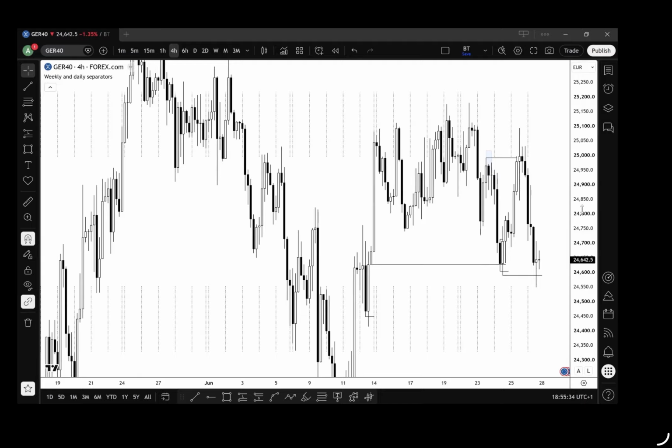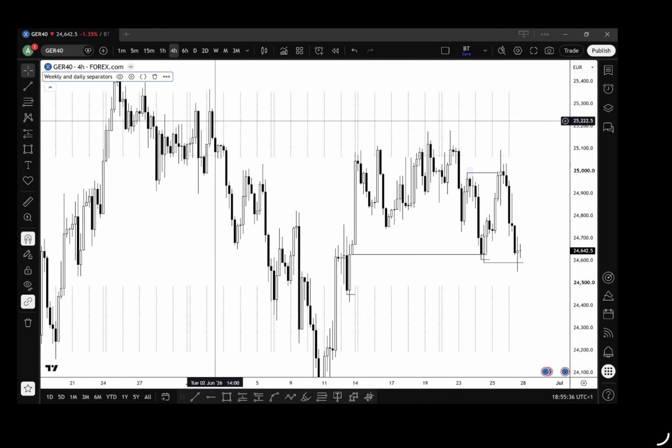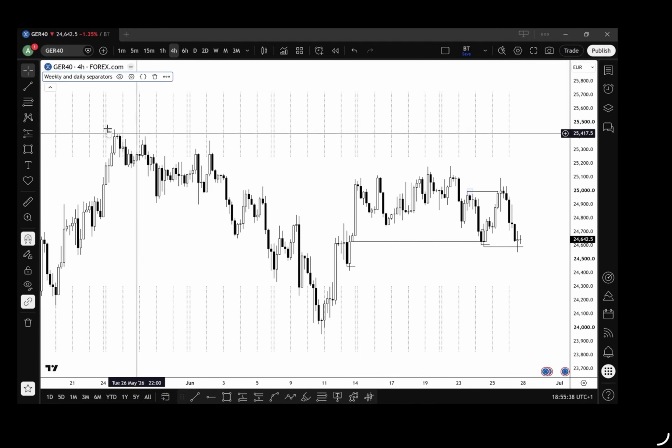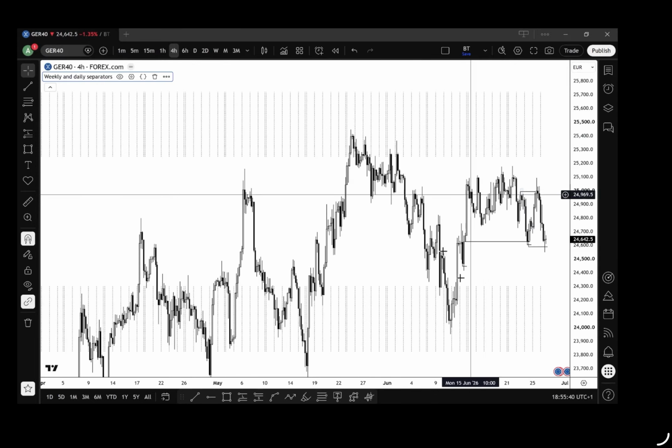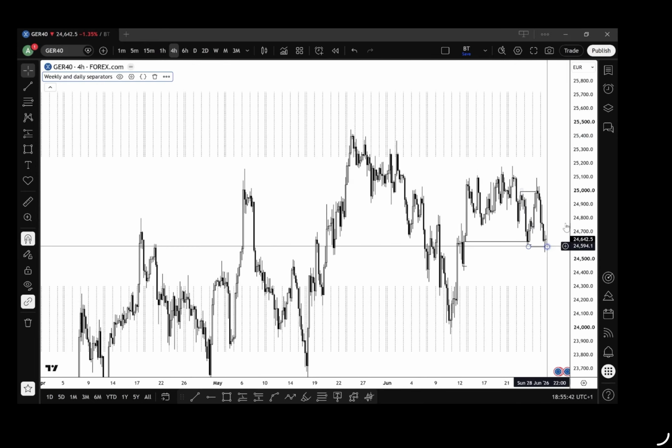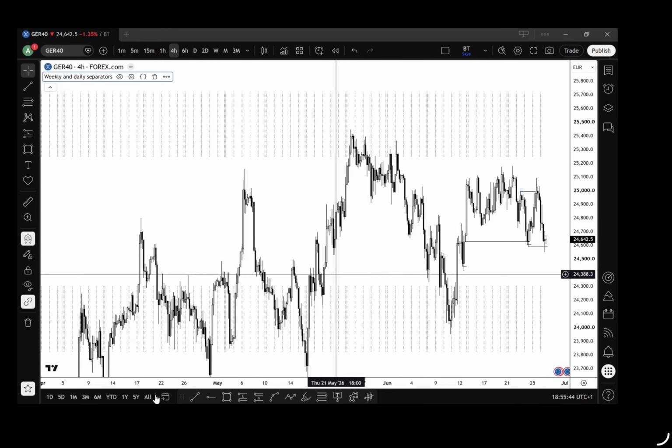So look at that liquidity we've built to the upside. Yeah, I just see us moving higher from here. I see us moving higher for sure.